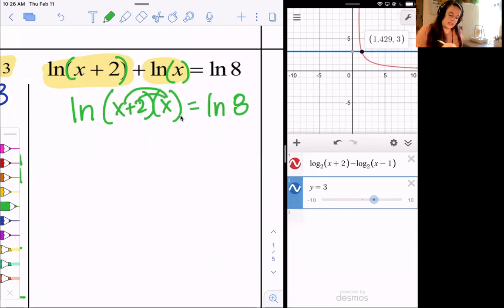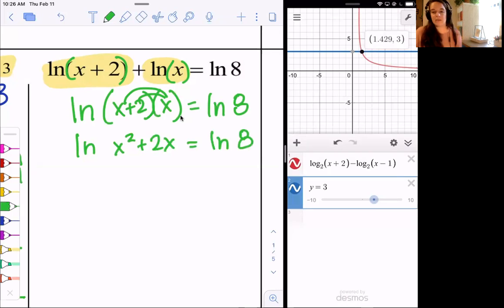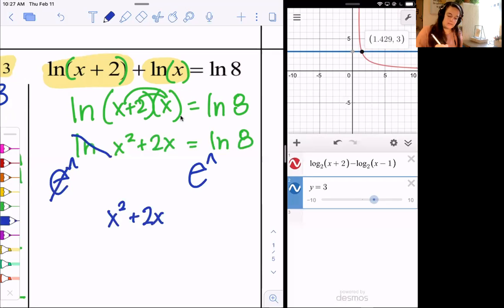I'm going to go ahead and multiply this in. So I have natural log of X squared plus 2X equals natural log of 8. How do I get rid of a natural log? How do I exponentiate this equation? E to the power of, yes, Fatima. E to the power of, like that. So E and natural log will cancel and leave me with X squared plus 2X. E and natural log will cancel as well on this side and give me 8.